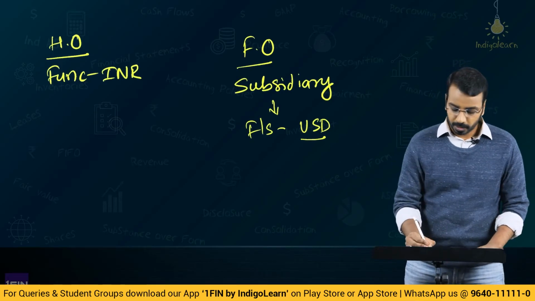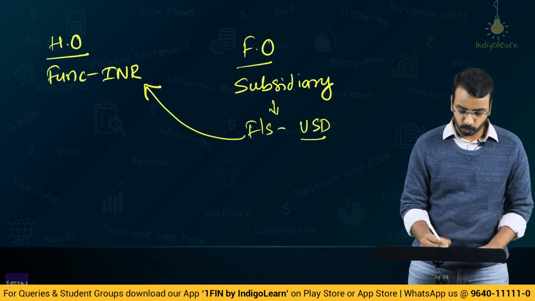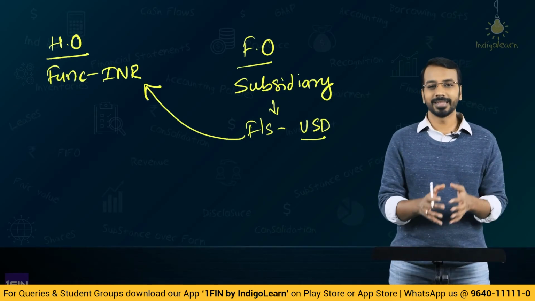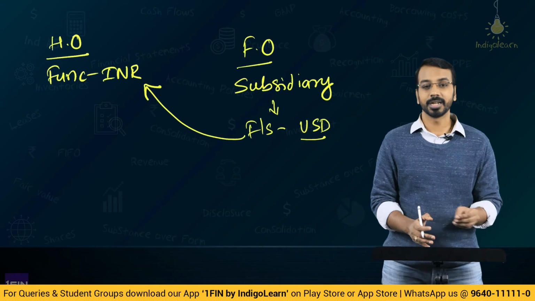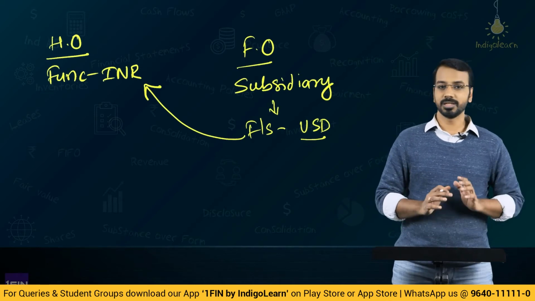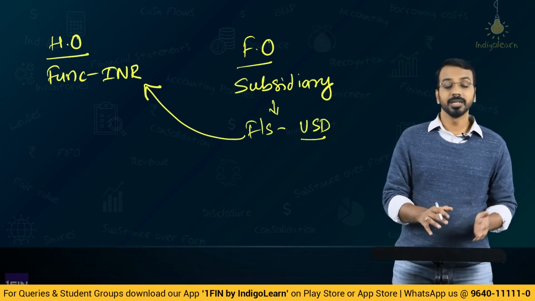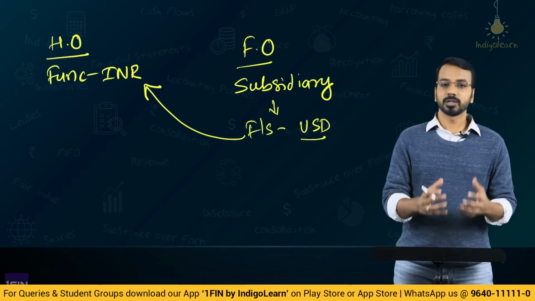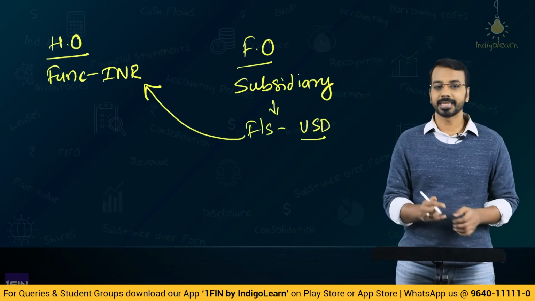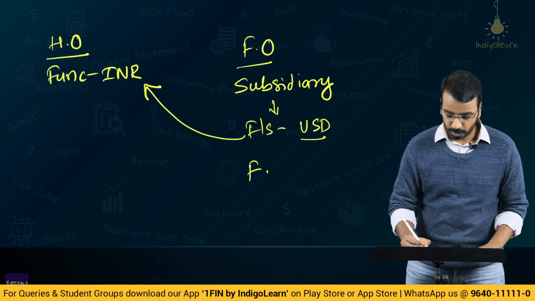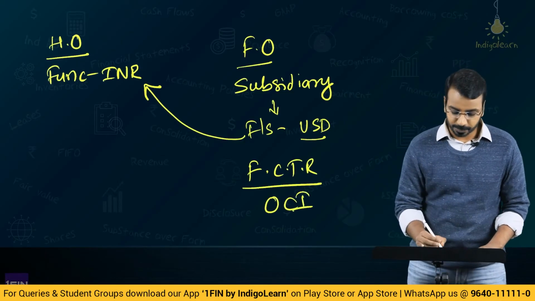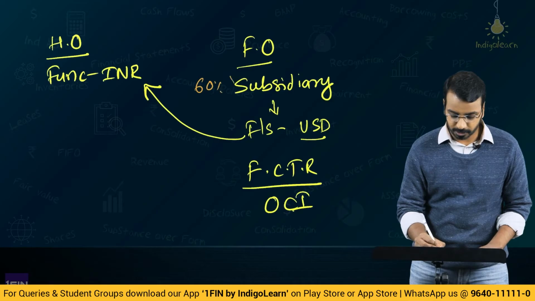Then what do we do? We translate these financial statements to INR using the principles that you have understood, that is, the assets and the liabilities have to be converted using the closing exchange rate. This is what you have understood. And the P&L items will be converted using the date of the transaction. And because of this, there would be a difference that would arise and we will accumulate that as foreign currency translation reserve under the OCI. Okay. Now, assume for a moment this subsidiary is only a 60% subsidiary.